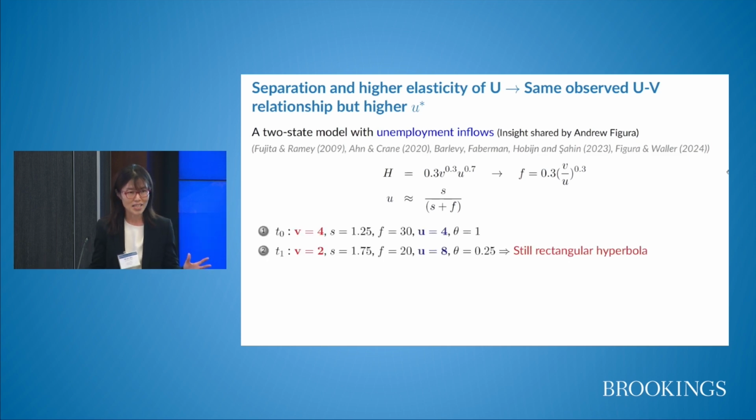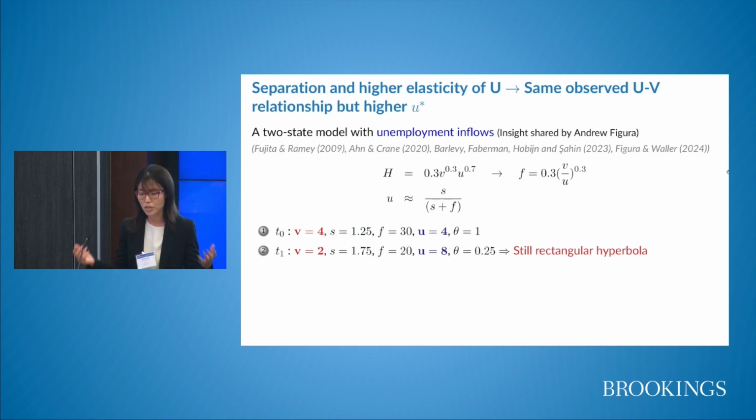Let's consider two cases. In period 1, the vacancy rate is 4%, the job separation rate is 1.25%, and the job finding probability is 30%. Once we are given the vacancy rate and the separation rate, we can solve for the other parameters. So in the first period, the unemployment rate is 4%. Suppose there is a recession: the vacancy rate is 2%, halved, and the separation rate is 1.75%, as job loss rises. Now our unemployment rate is 8%. So the vacancy rate is halved and the unemployment rate doubled.